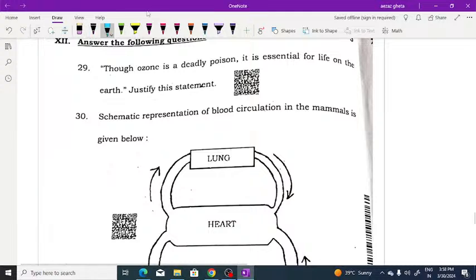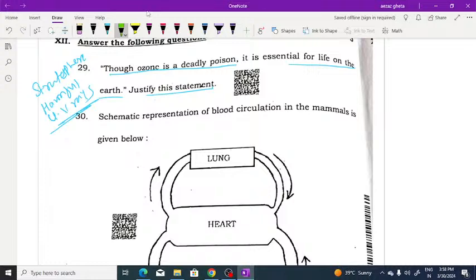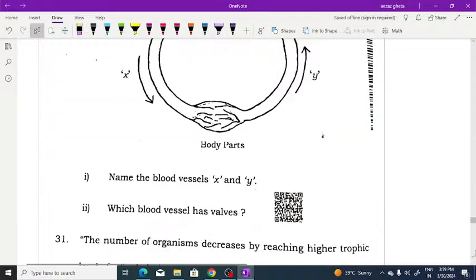Though ozone layer is deadly poison, it is essential for life on the earth. Justify. See, ozone layer is poison, but it is present in the stratosphere. It protects us from harmful UV rays. If UV rays directly come to the earth, it leads to premature cataract and skin cancer. And the ozone layer is getting damaged because of chlorofluorocarbons. So it is deadly poison, but essential for life because it protects us from harmful UV rays. This we have justified. Whether it is a 1 mark or 2 mark question, according to that we need to expand the answer. It is just a 1 mark question, so no tension.